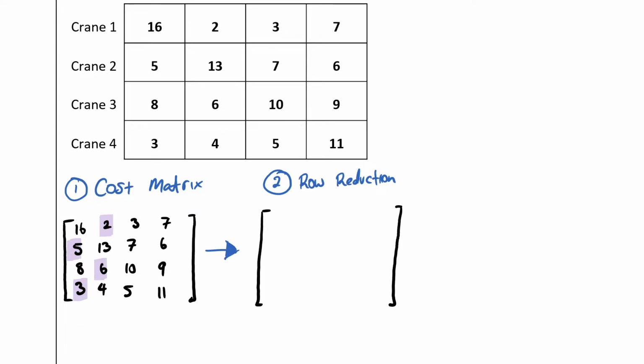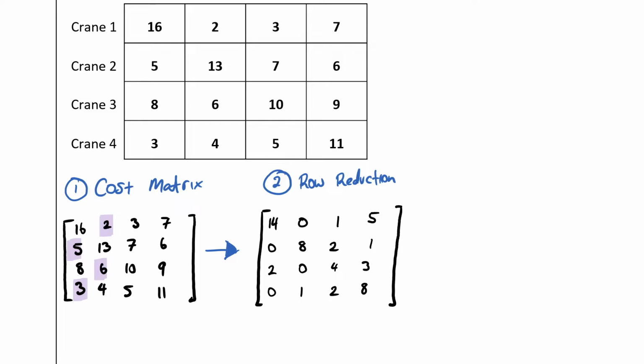So now we're going to go, all right, I'm subtracting 2 from this row right here. So I'm going to go 16 minus 2 is 14. I'm going to go 2 minus 2 is 0. I'm going to go 3 minus 2 is 1. 7 minus 2 is 5. And then follow the same process. So now 5 from this row. So this is going to be 0, 8, 2, and 1. And then again, 6 from this row. 2, 0, 4, and 3. And then the last one, 3 from this row. 0, 1, 2, and then 11 minus 3 is going to be 8.